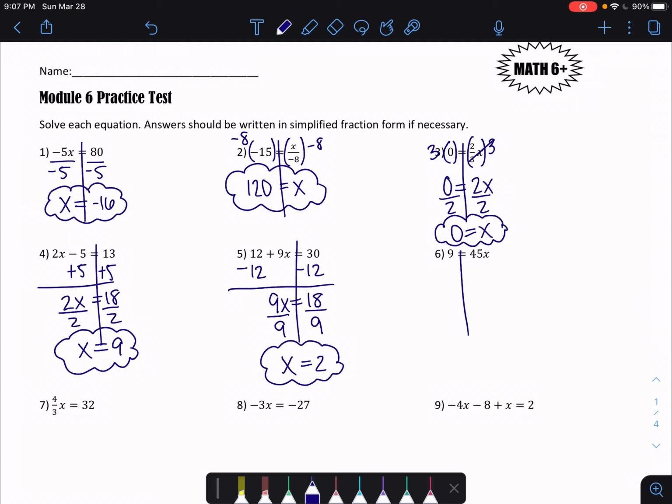For number 6, 9 equals 45x. I'm going to divide by 45. When I divide by 45, again, I'm going to write answers in simplest form. So this is going to be 1 over 5.